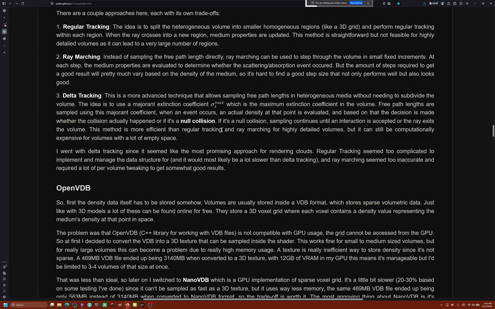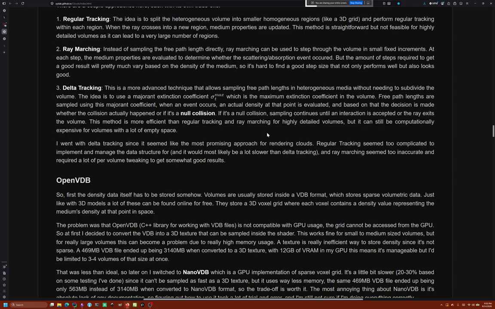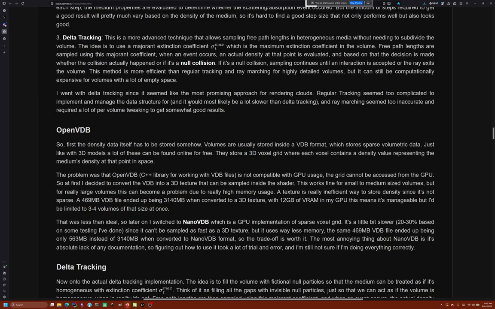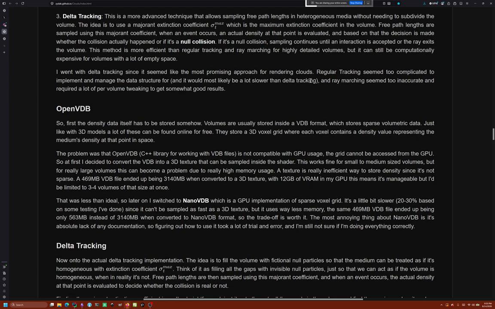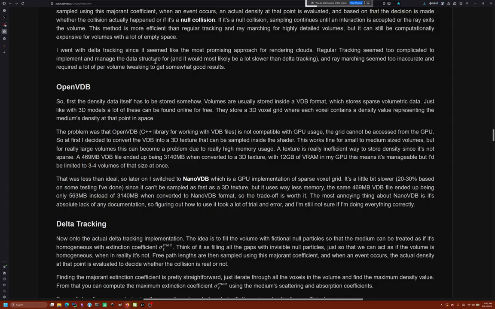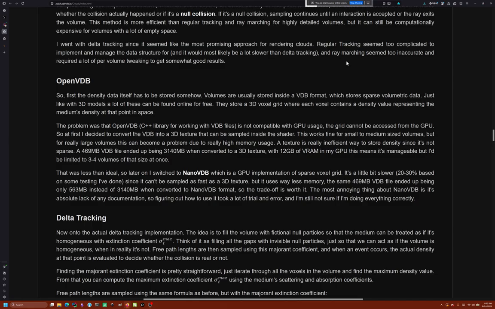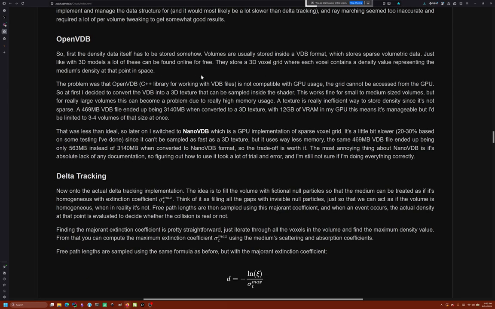It's more efficient than regular tracking, like they described earlier. And the ray marching is still computationally expensive if you have a lot of empty space. So, yeah, right. Delta tracking seems like the most promising approach. Right. Yeah, I guess I've heard of delta tracking, not as much with the regular tracking stuff.